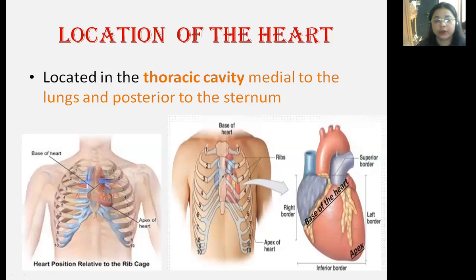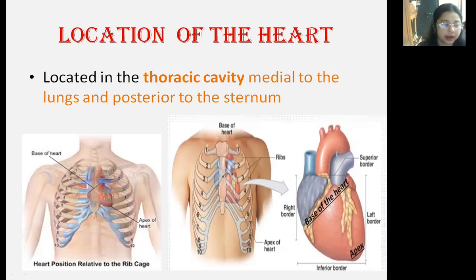Now, the location of this important organ. It is located in the thoracic cavity. The thoracic cavity is the upper part above the diaphragm. The diaphragm is a cartilaginous flap which divides the body cavity into two major parts. The upper part is the thoracic cavity and the lower part is the abdominal cavity.